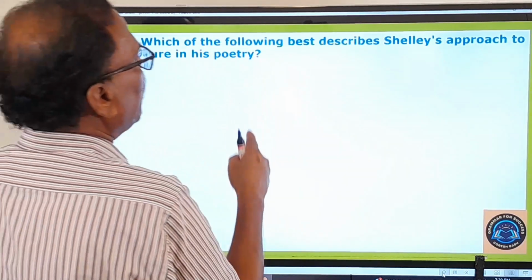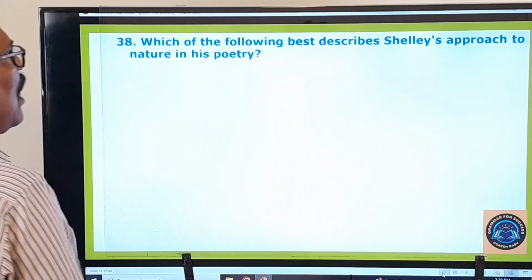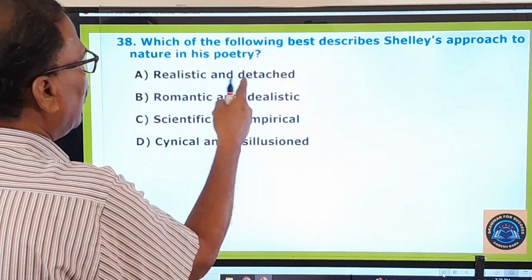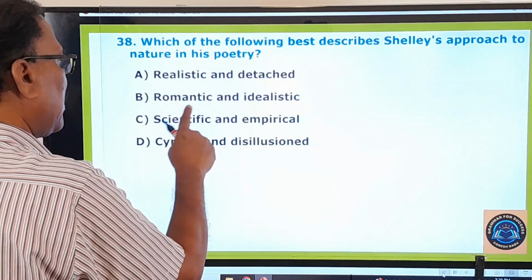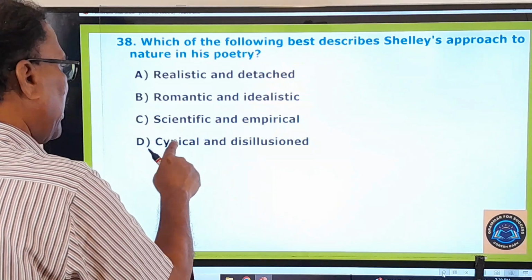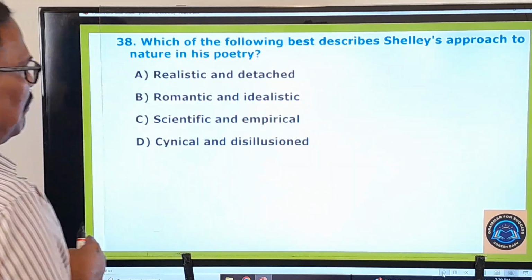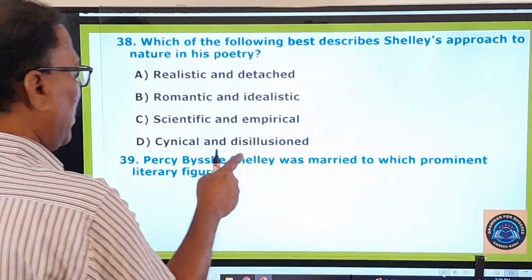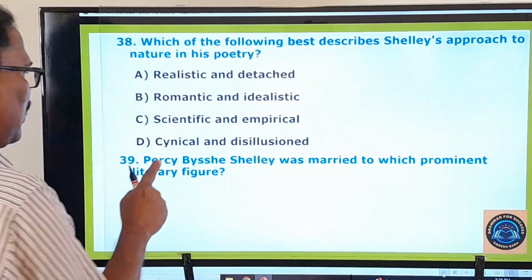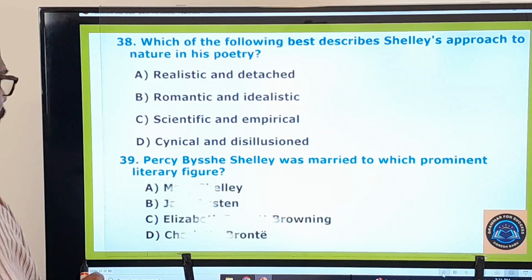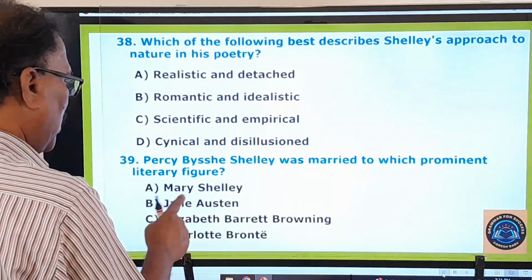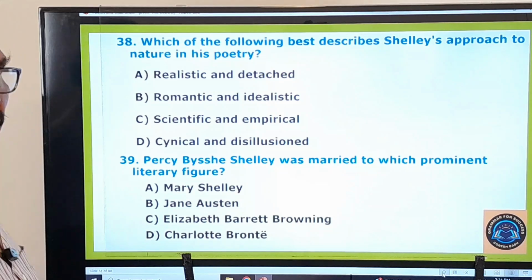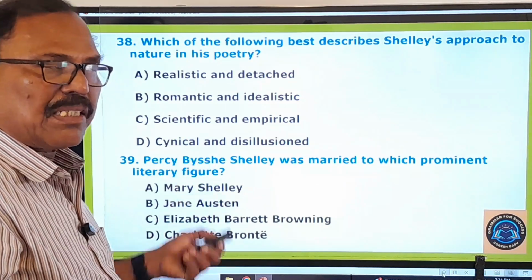Which of the following best describes Shelley's approach to nature in his poetry? Realistic and detached, romantic and idealistic, scientific and empirical, cynical and disillusioned. Last question. P.B. Shelley was married to which prominent literary figure? Mary Shelley, Jane Austen, Elizabeth Barrett Browning, Charles Bronte. Okay. With this, the exercise comes to an end.